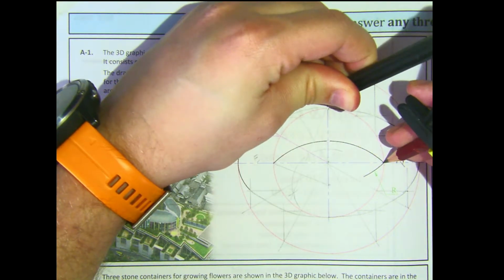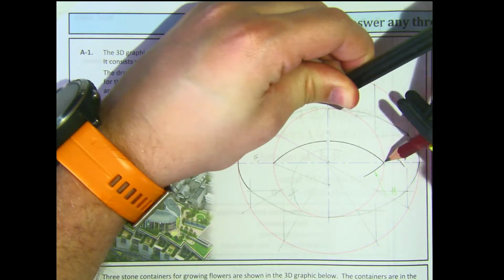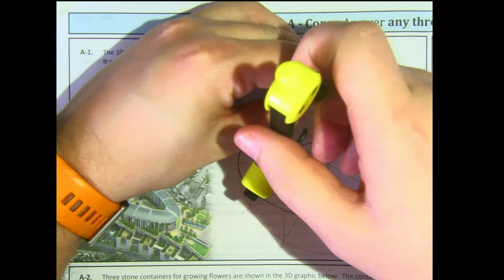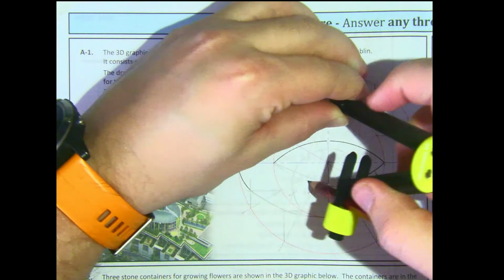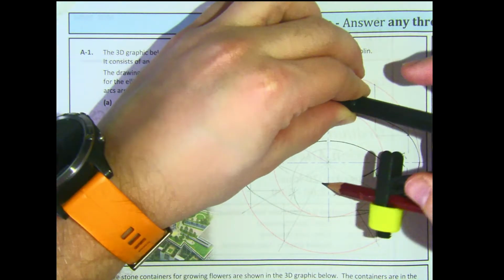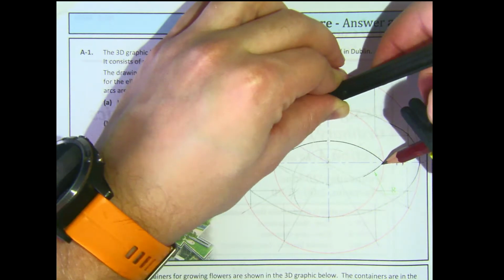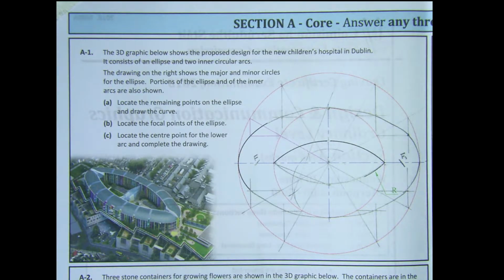So point for compass on that point where it crosses the minor axis onto the other side now as well. And we can draw our arc in here. And that completes question A1.